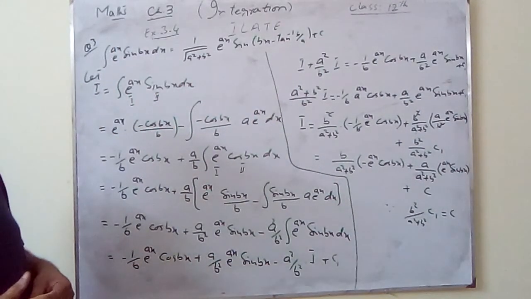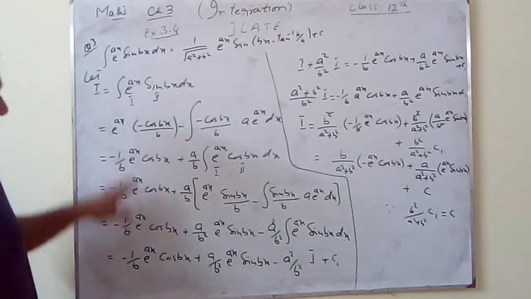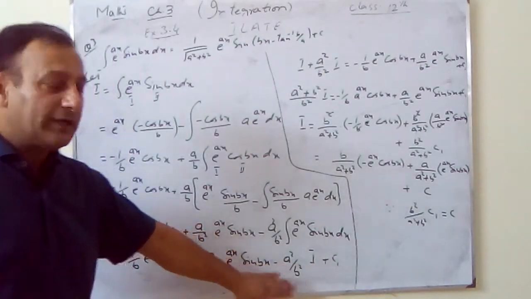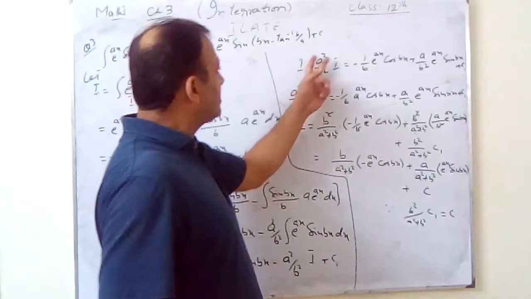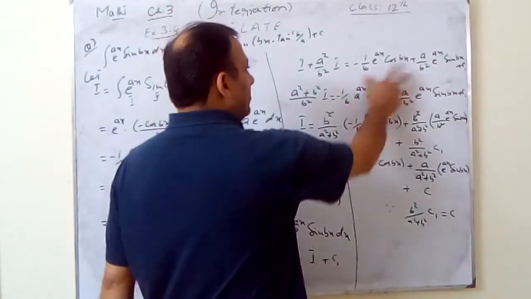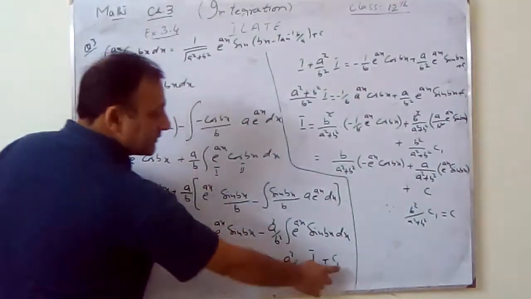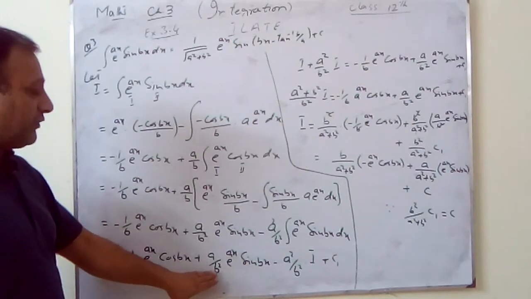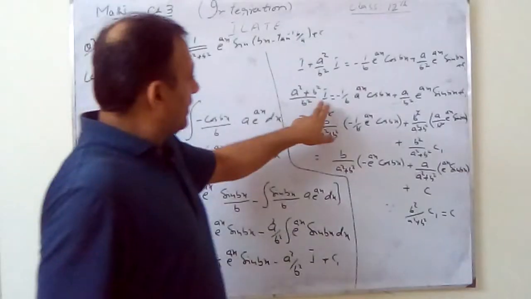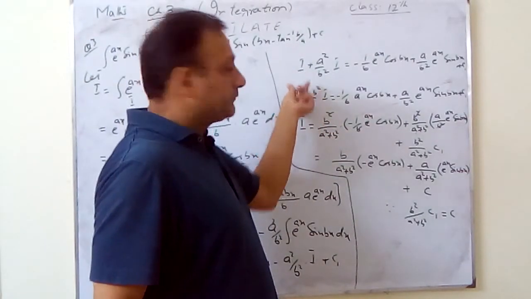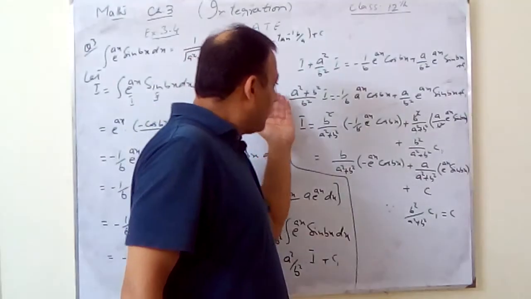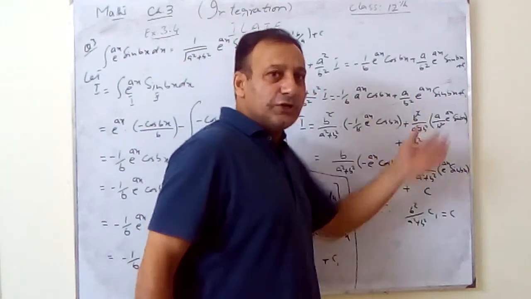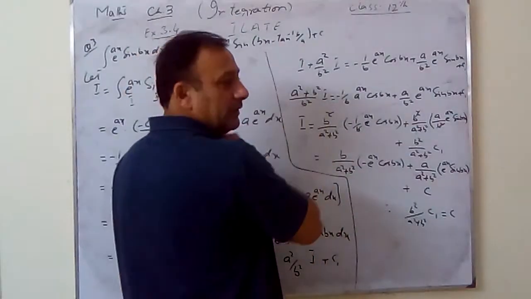Now check, student, up to here: minus a square or b square into I. We are taking from right to left, so I plus a square or b square I. These three terms remain the same: minus 1 over a e power ax cos bx plus a over b square, this one. Take the LCM here and shift this value from left to right, so this will multiply with all three terms.